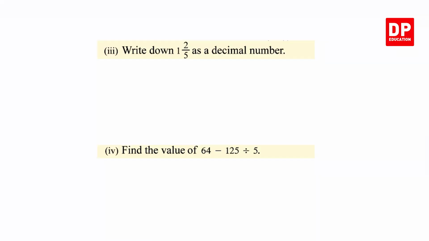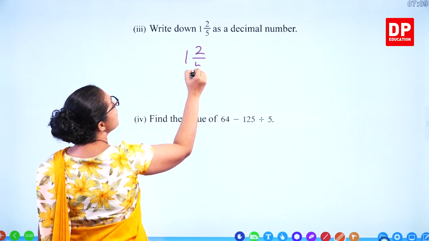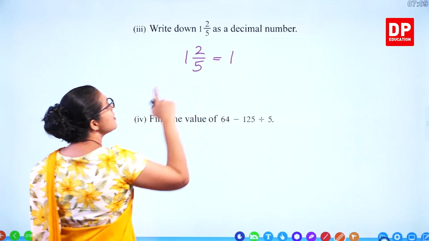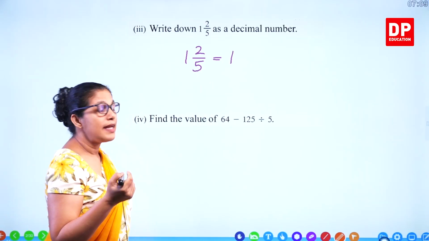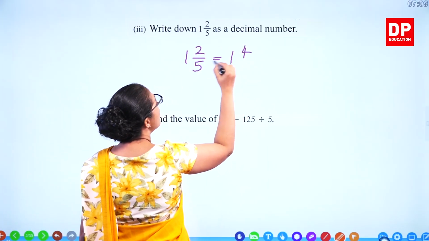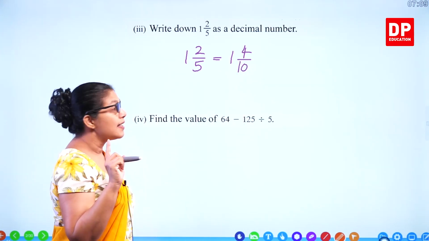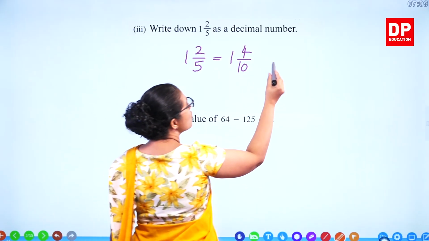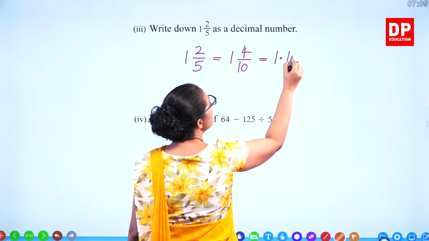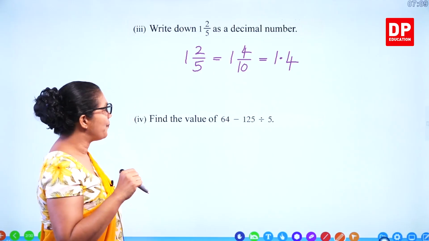Write down 1 and 2/5 as a decimal number. So how can we write 1 and 2/5 as a decimal? It's easy. We can first take this fraction and find an equivalent fraction. Multiply by 2. 2 times 2, 4. 2 times 5, 10. 4 over 10, we know that's the tenths place. So you can write 4 over 10 is 0.4. So 1.4. So the number in decimal is 1.4.